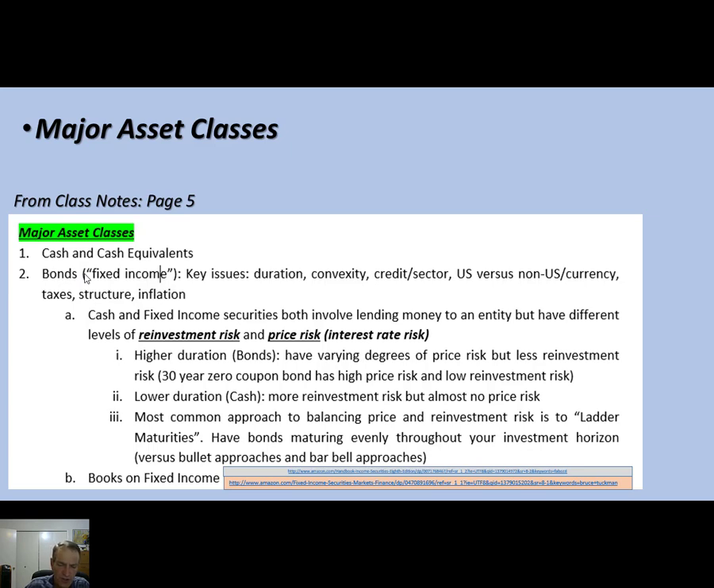Are you going to do it yourself or hire a manager? Are you going to be tactical? Are you going to be active? Are you going to be passive? And then what are the major asset classes? Cash and cash equivalents, bonds or fixed income, stocks, also known as equities, and alternatives. And then how do you distinguish between cash and bonds? So you can see the outline here, the outline for the exam, but even more so the outline so that you can hit the ground running in your interviews and in your first job in finance.